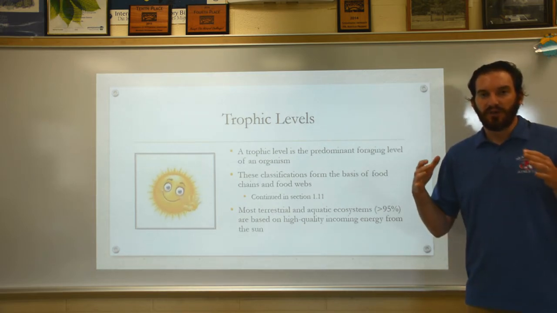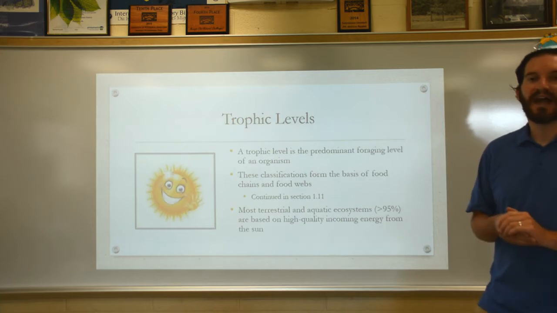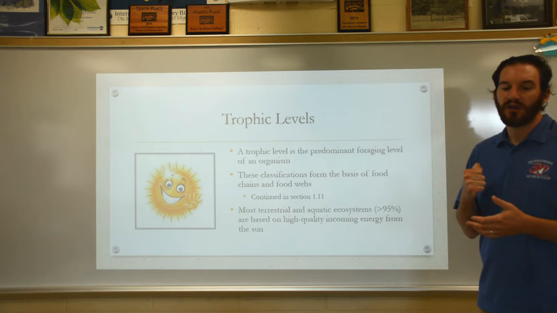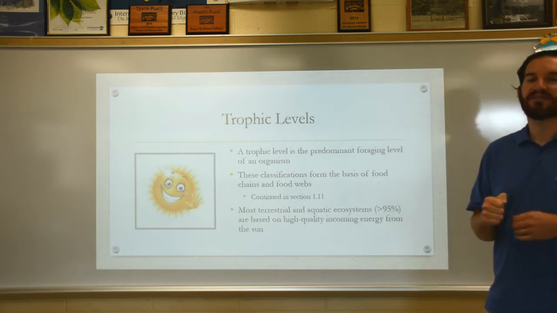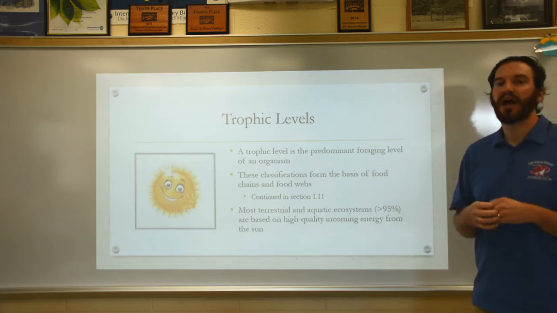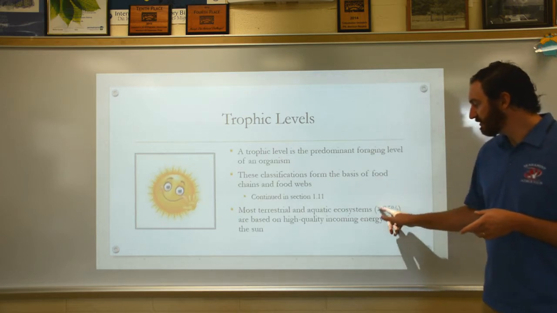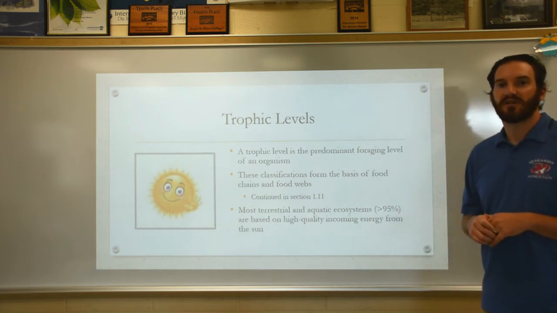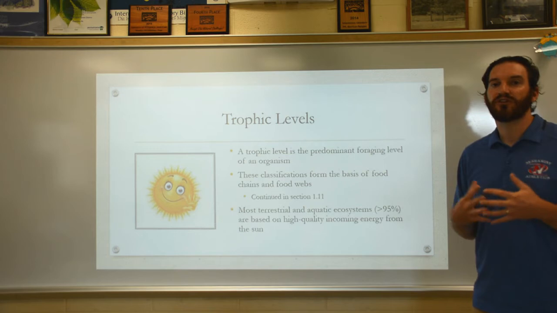Now, the one thing we need to make sure we understand is that most ecosystems, more than 95% of all ecosystems, are based off of incoming solar energy from the sun. Okay? Energy is coming in from the sun. It radiates 93 million miles to the Earth. It then is converted into biomass through the process of photosynthesis. Now, that small little fraction of ecosystems that do not utilize this solar energy, what are they going to be using for their energy generation or their food generation?